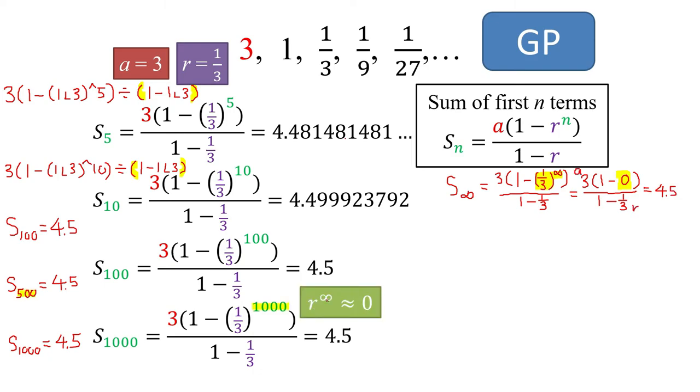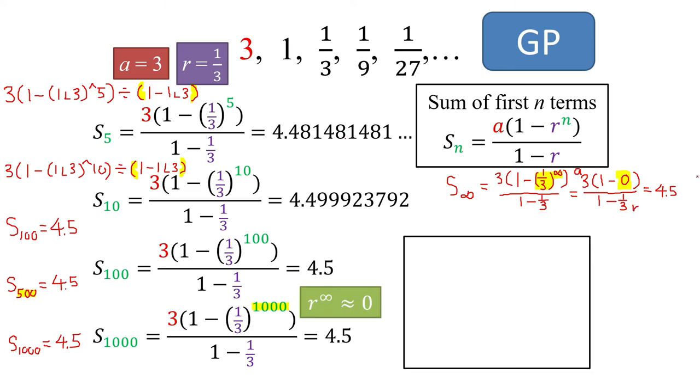When the r is to the power of infinity, it approaches 0 with the condition that the r is small. This 3 is our first term, a. 1 minus 0 is 1. 1 minus 1 over 3. This 1 over 3 is r. So with that, we derive the formula of the sum to infinity, which is a over 1 minus r.